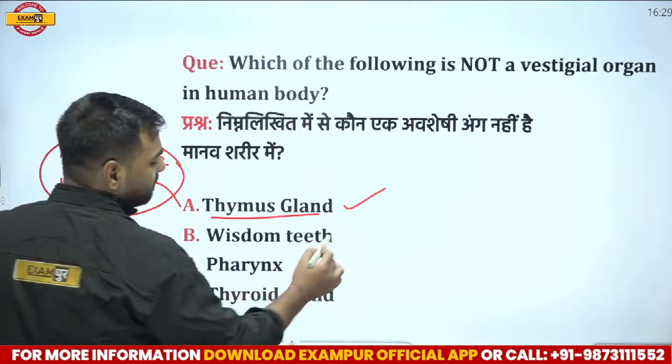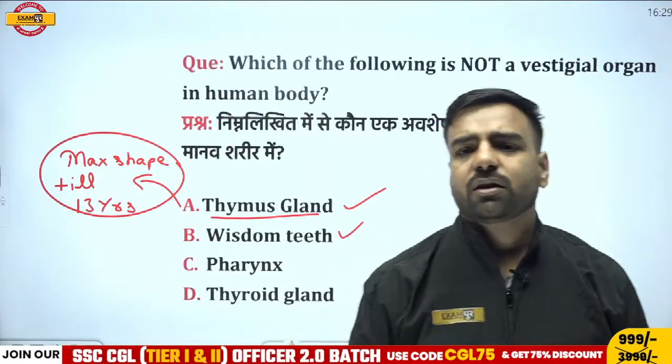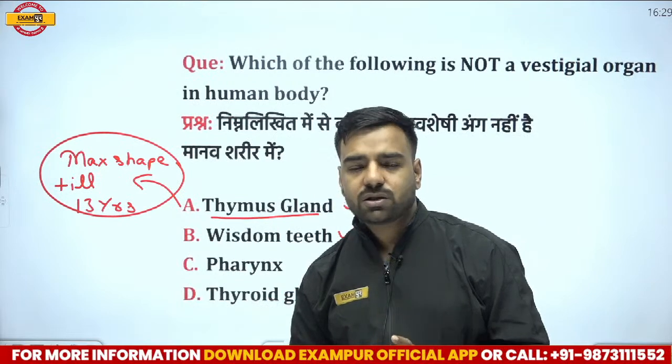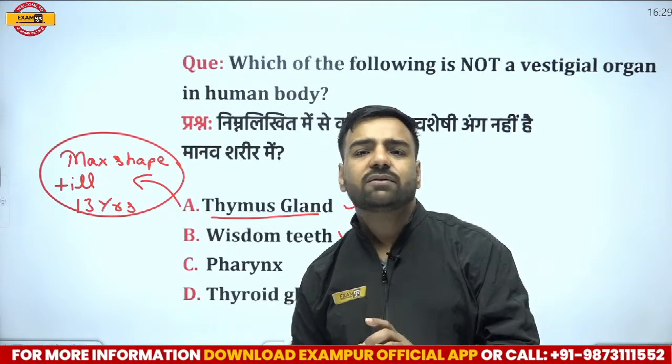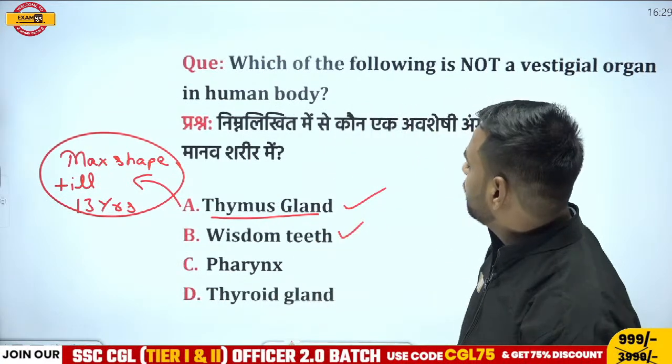Same thing comes with the wisdom teeth. Now, which are these wisdom teeth? If I talk about it in Hindi, we say akal daad. It is of no use. After those 28 teeth, the teeth which actually come up, they are actually of no use. So yes, they are also vestigial organs.